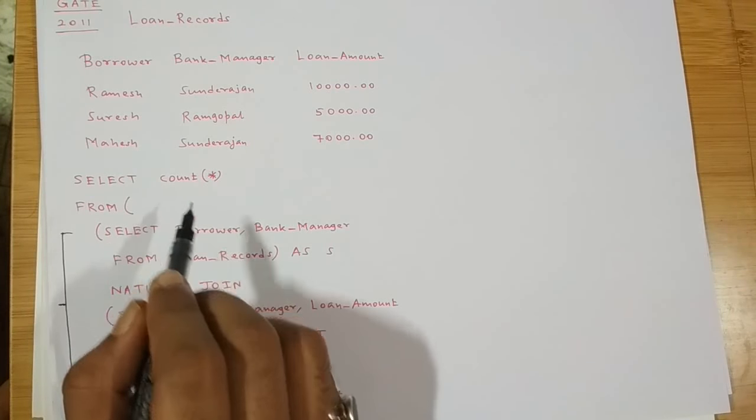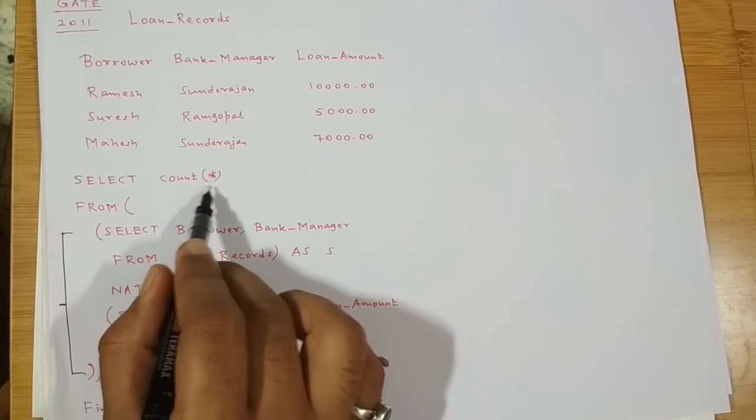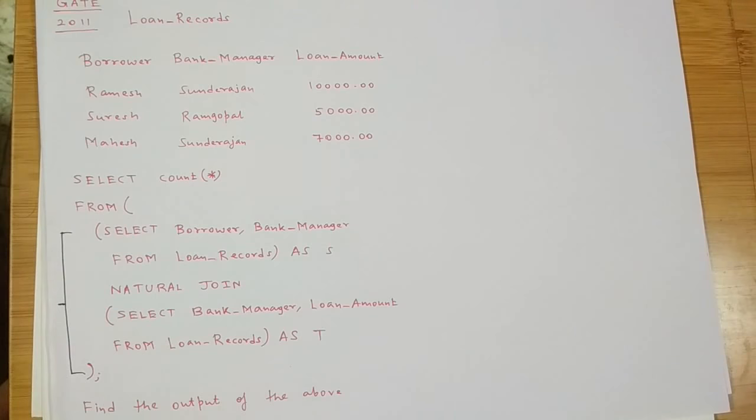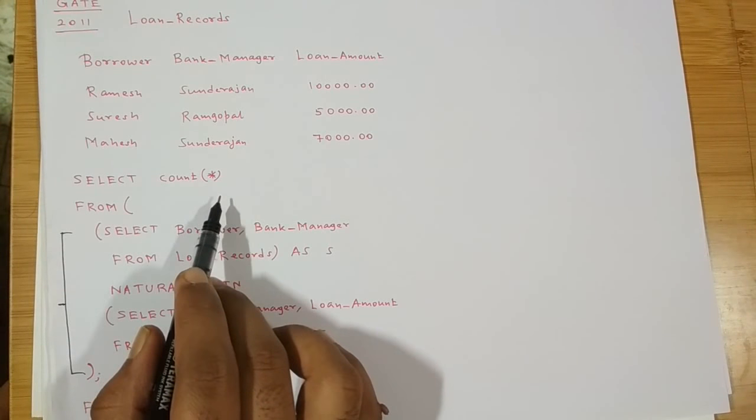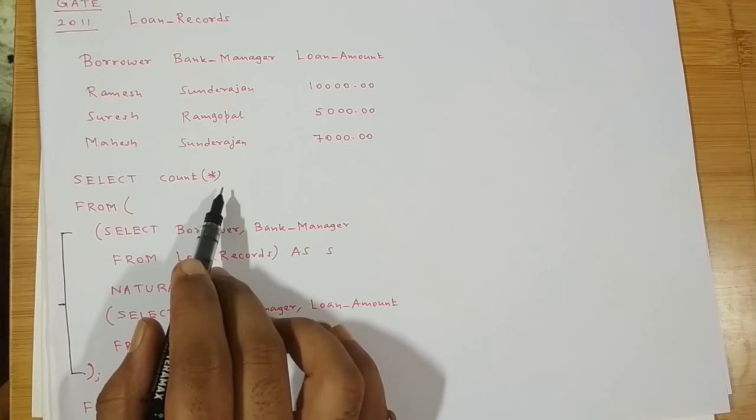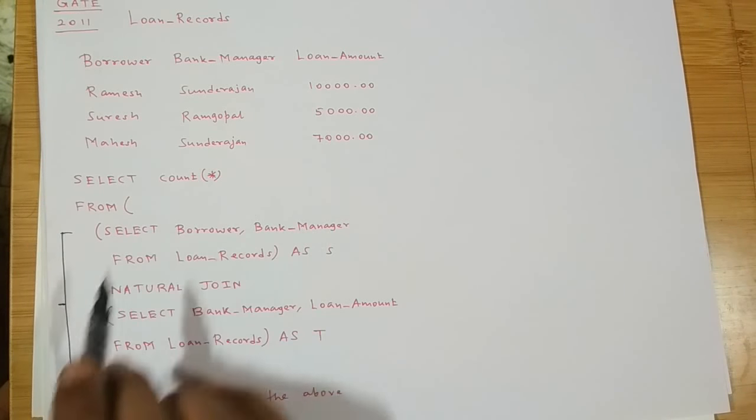Just a note about count star. What does count star do? Count star simply counts the number of records present in the table. So it ignores null values, it ignores duplicate values, it simply counts the number of rows present in my table.